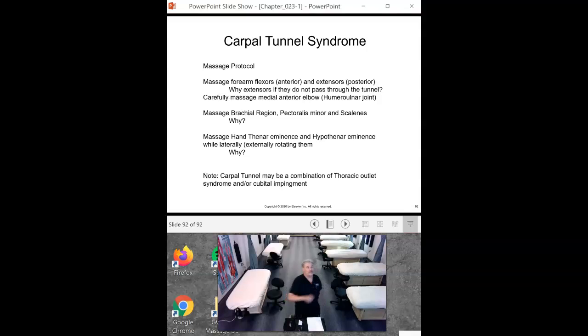But one of the things I do is I massage the flexors and extensors of the forearm because they add to that kind of pressure. I massage the whole upper arm, the brachial region. I hit the pectoralis minor and the scalenes in the neck because that's where the brachial plexus comes out, and I widen the hand. So I hit this whole nerve kind of complex there. I just wanted to show you all that.